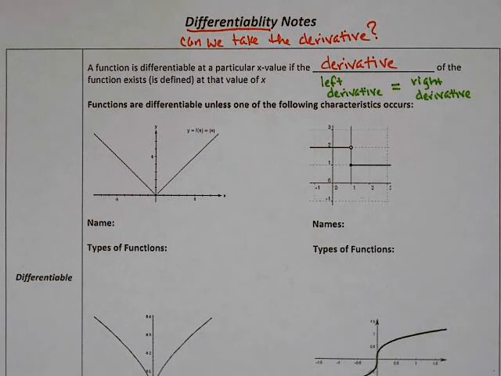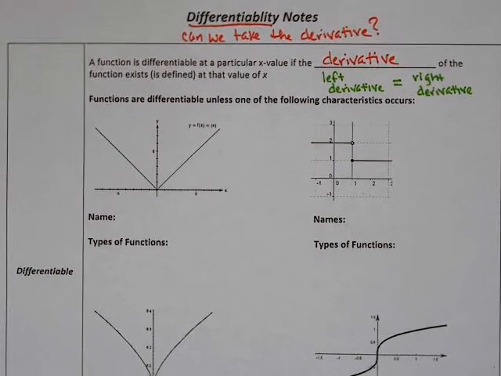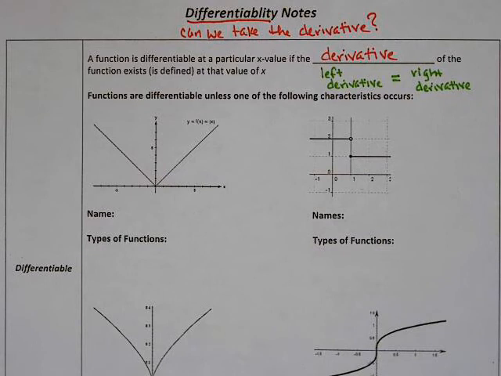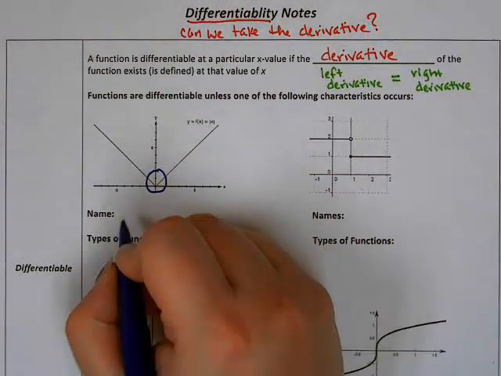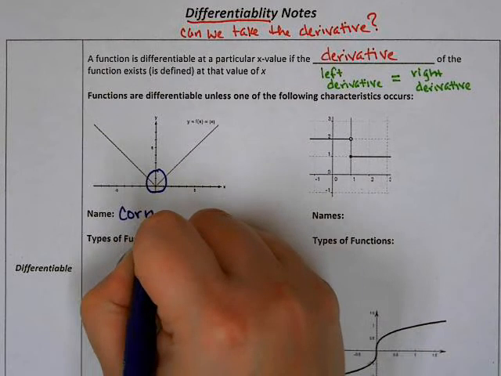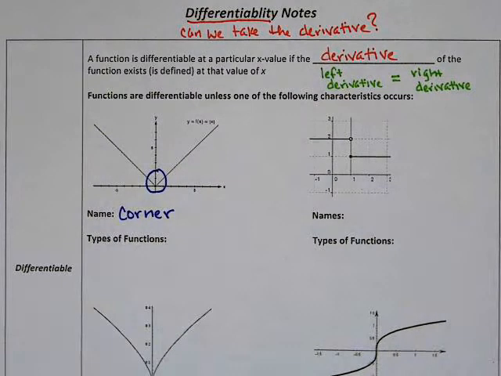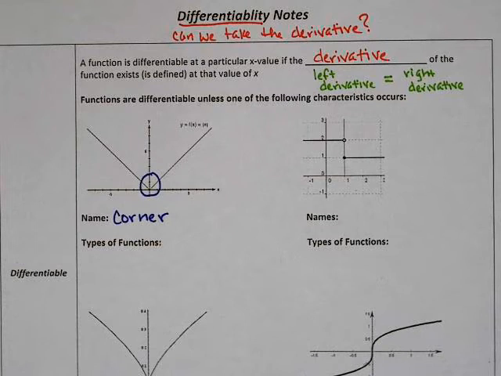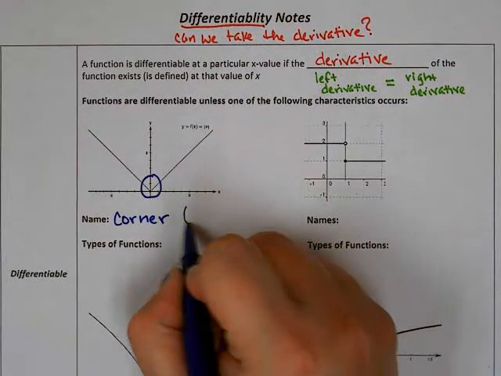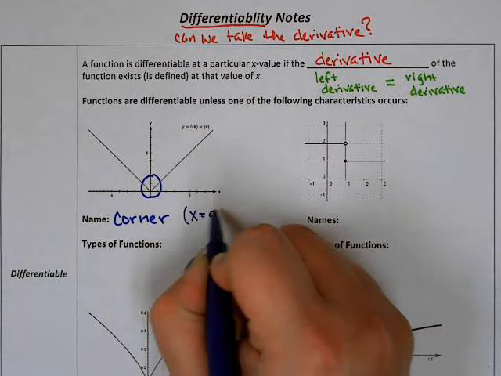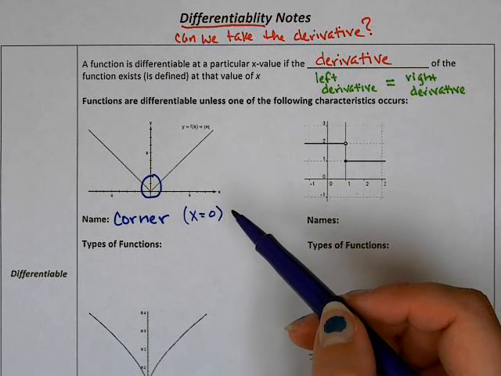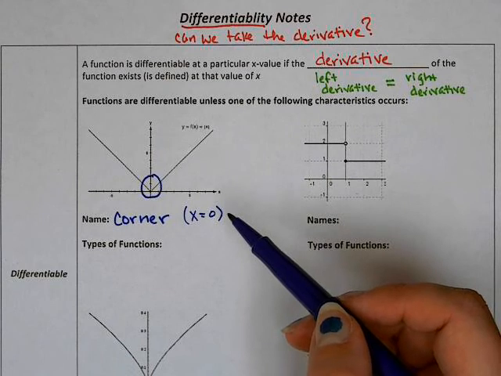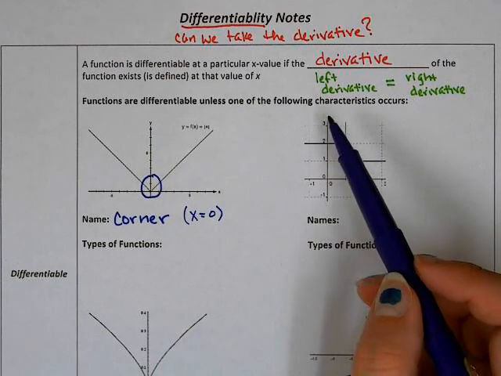Okay, functions are differentiable unless one of the following characteristics occurs. So this first one that we're going to look at is this very sharp turn here, which we actually call a corner. Okay, in this particular example, this corner is occurring at x equals 0. So we would say that this function is not differentiable at x equals 0. But let's look at why that actually happens.